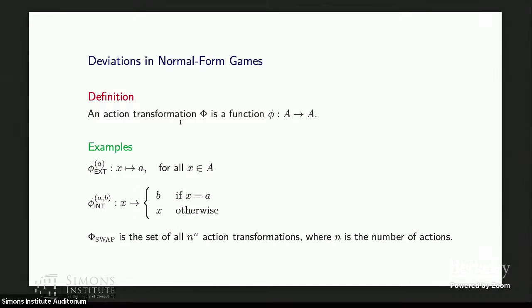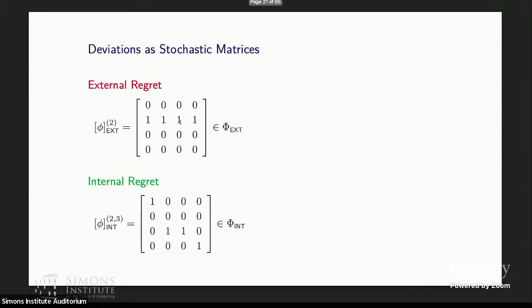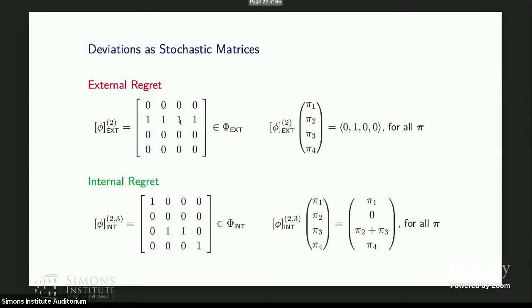Okay, here are some beautiful slides from my talk in 2003. All right, so here's how I still am thinking about deviations in normal form games. So they are ways of transforming an action. So here we have our set of A actions. So we have a function from actions to actions. And maybe the easiest way to picture this is as stochastic matrices. And so what these stochastic matrices are doing is they're action transformations.